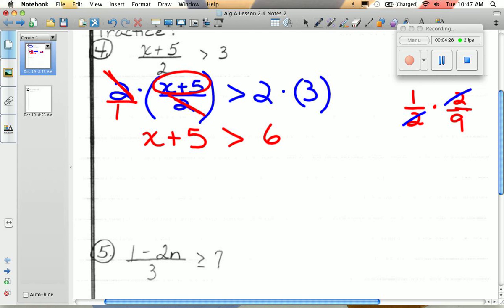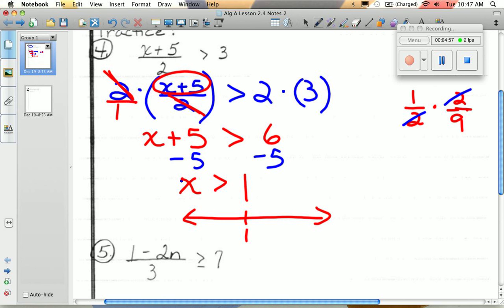Any other concerns before we move on? Okay, then what are we going to do next? Subtract 5 from both sides because 5 is being added. We undo addition with subtraction, and our solution is x is greater than 1. That's our algebraic solution, and now for our graph.